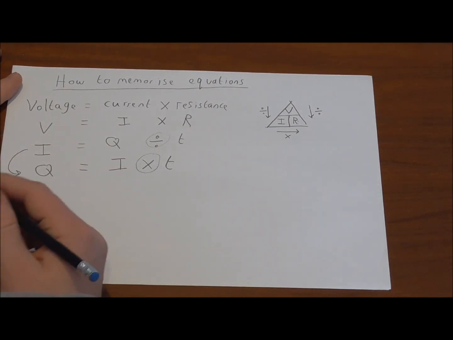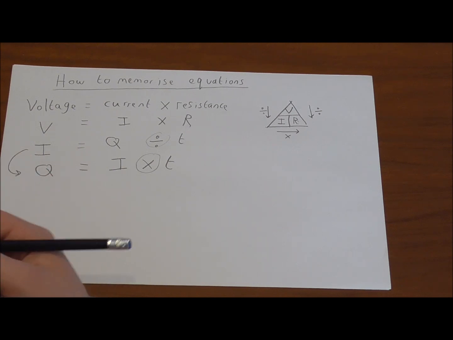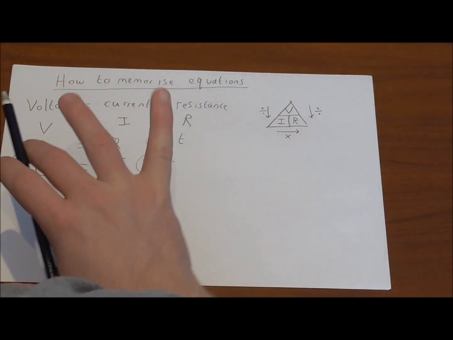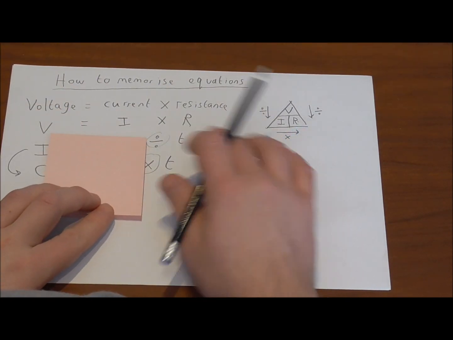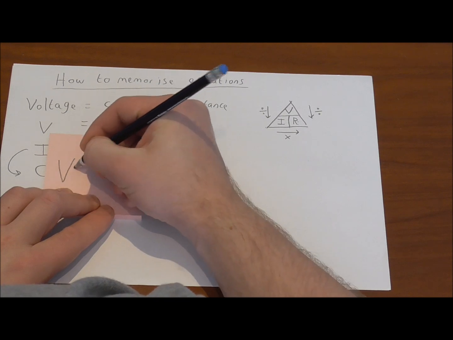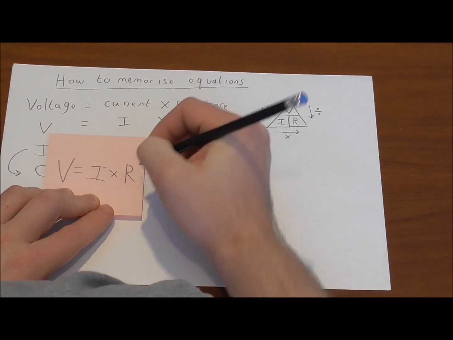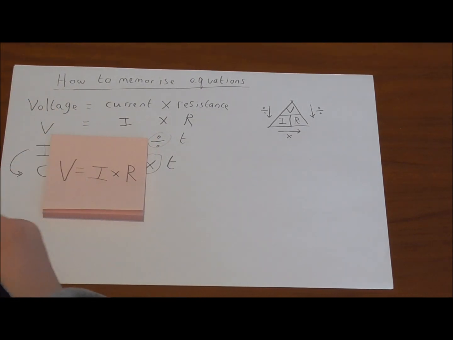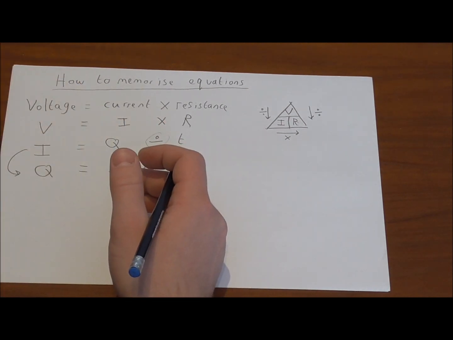But the main key to memorising them is repetition. So there's a few different ways. You could use flashcards. You could have the 3 units written on the front, an equation written on the back. Or, something I quite like, is post-it notes. I could just write V equals IR, or I times R, and stick it somewhere in the house. Could be on the fridge, could be on the bedroom door, but that way you're constantly seeing them.